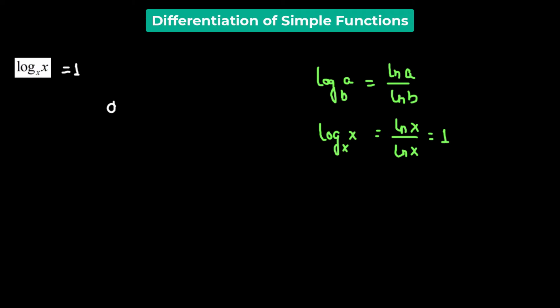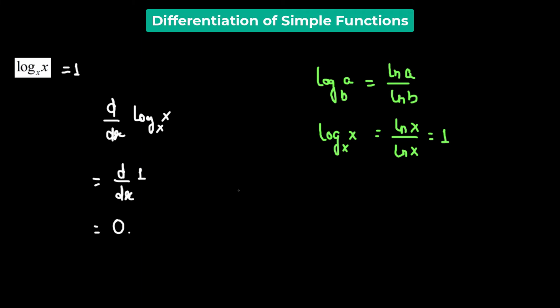Now when we determine the derivative of log of x to the base x with respect to x, this is equivalent to saying that we have to calculate the derivative of 1 with respect to x. Now 1 being a constant, the derivative is going to be equal to 0. So this is the answer.